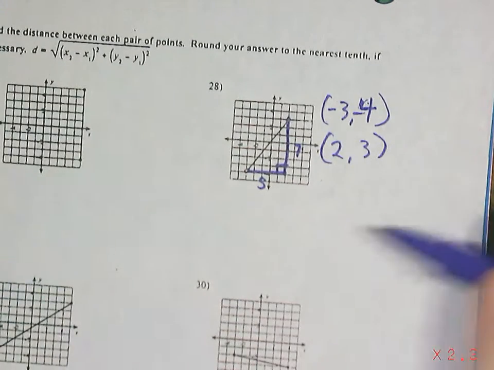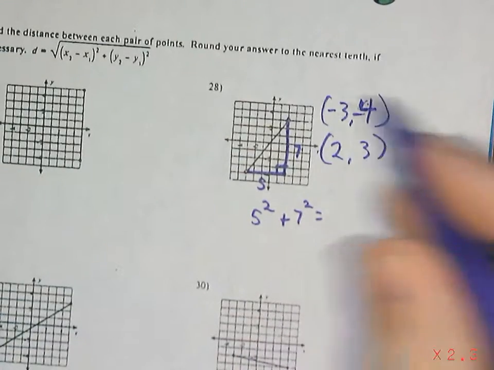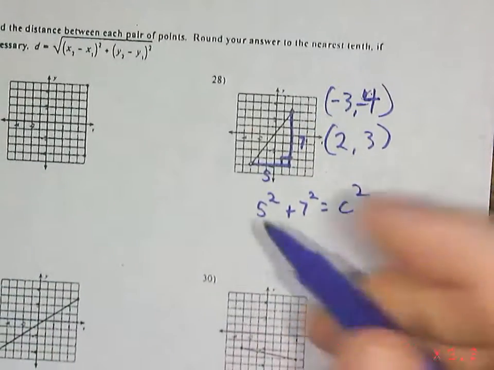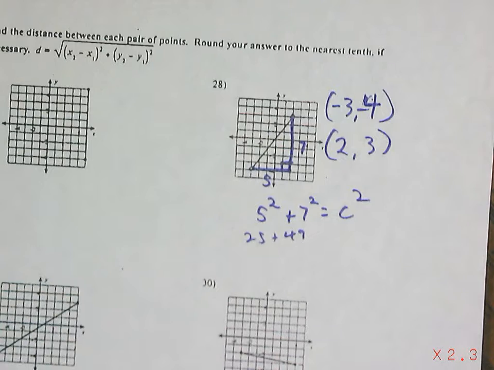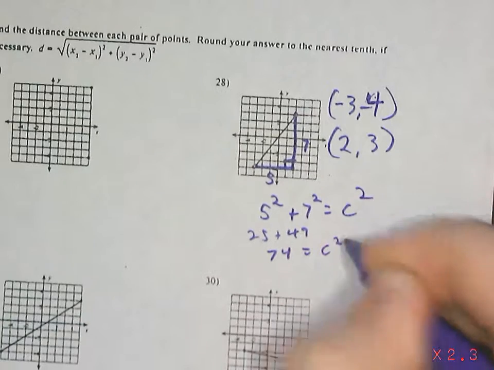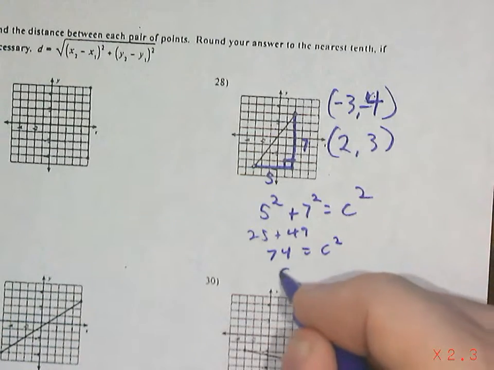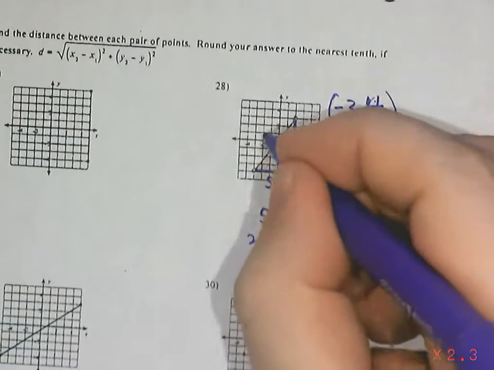Okay, so then using the Pythagorean theorem, I can go 5 squared plus 7 squared is going to equal c squared. That's the longest side. 5 squared is 25, 7 squared is 49. Add them together, 49 plus 25 is going to be 74, equal to c squared. And then you find the square root, always the last thing you do, of 74. And it's 8.603, blah, blah, blah. We'll just round it to 8.6 is equal to c. So the distance is 8.6.